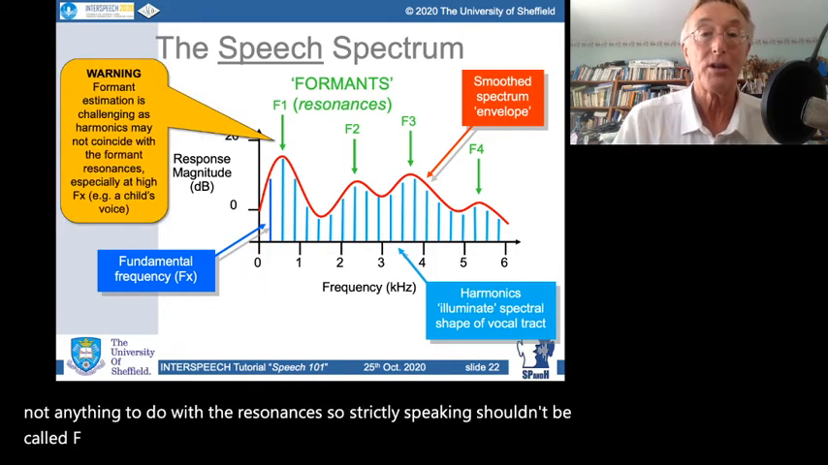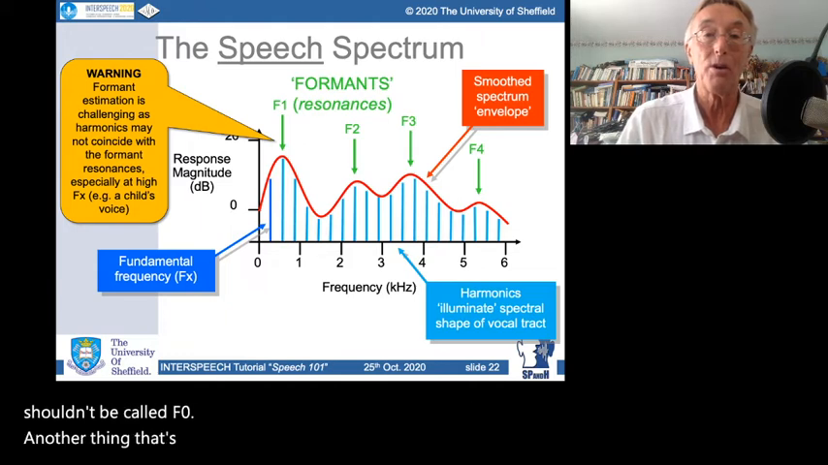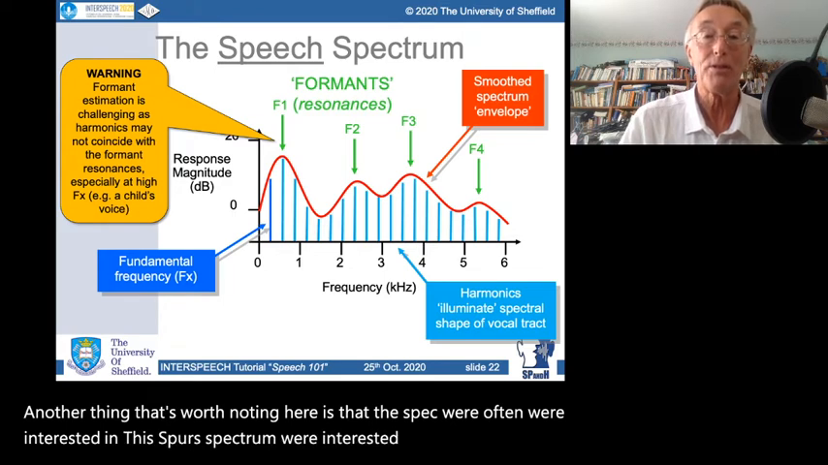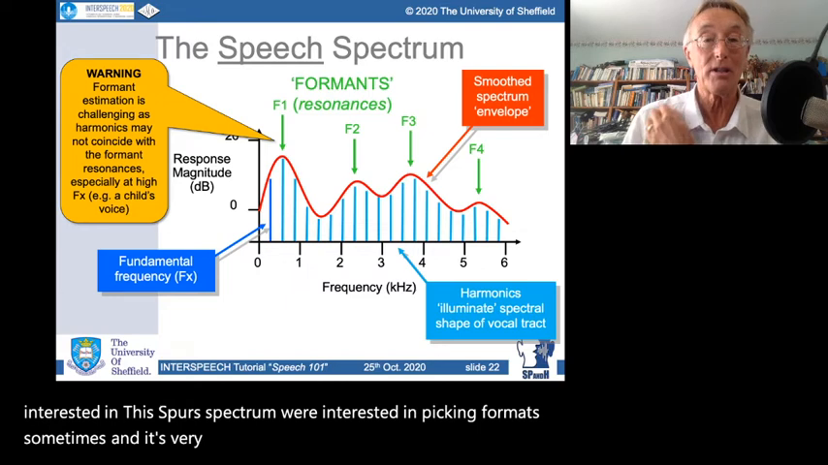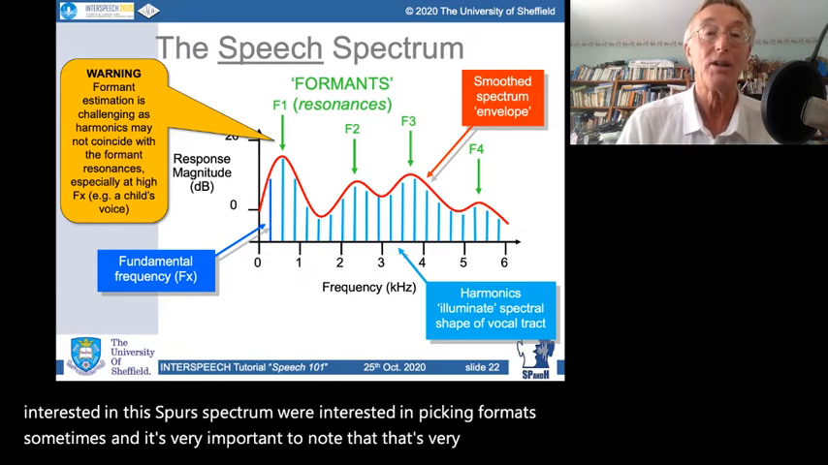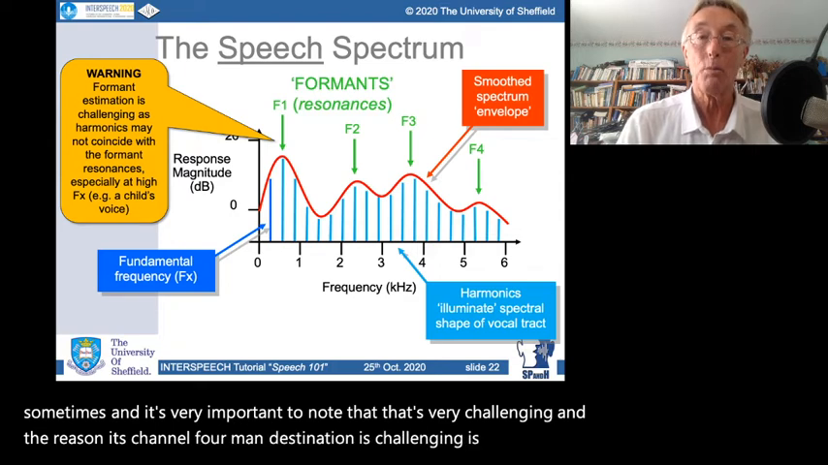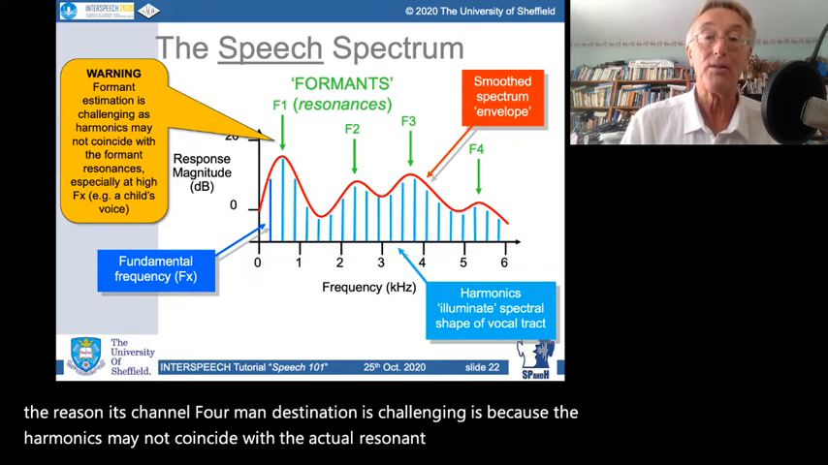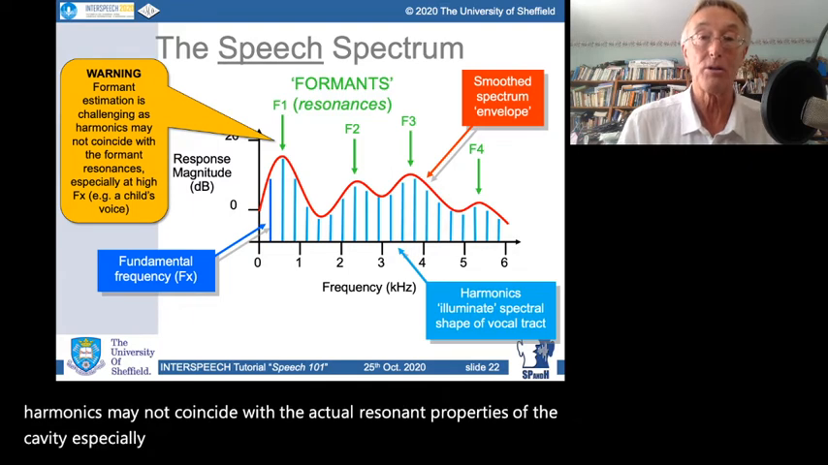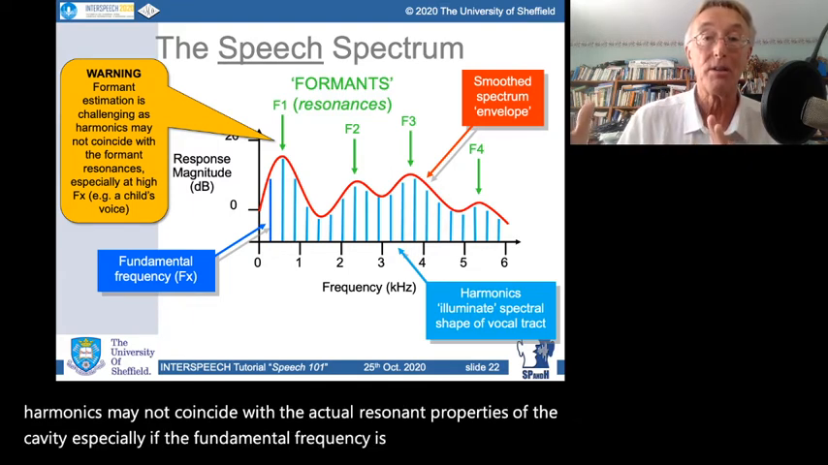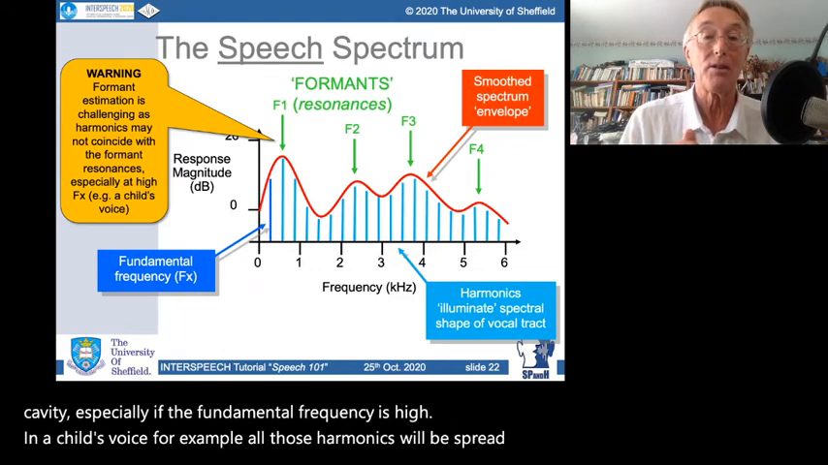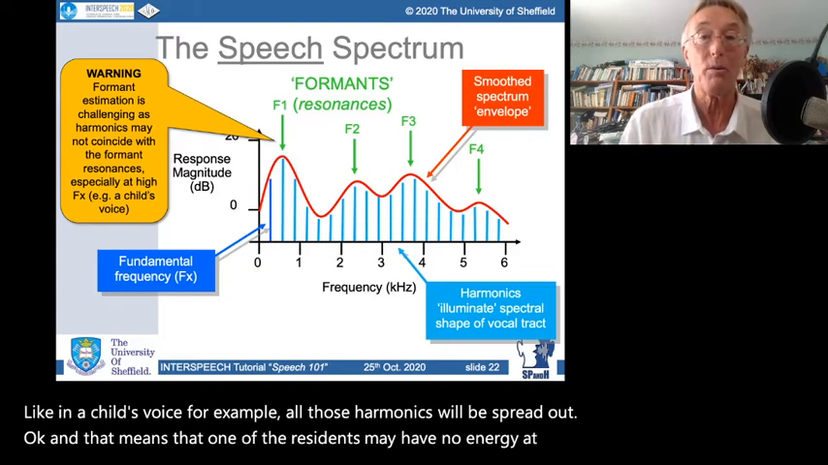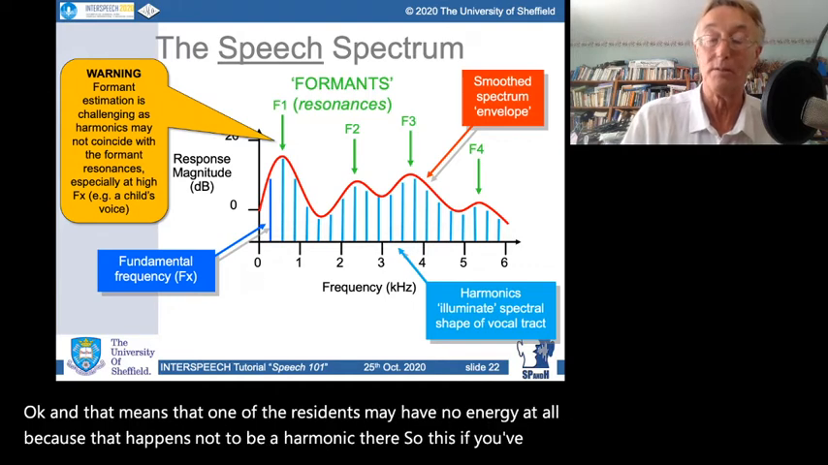Another thing that's worth noting here is that we're interested in the smooth spectrum, and we're interested in picking formants sometimes. It's very important to note that that's very challenging. The reason formant estimation is challenging is because the harmonics may not coincide with the actual resonant properties of the cavity, especially if the fundamental frequency is high, like in a child's voice, for example. All those harmonics will be spread out, okay? And that means that one of the resonances may have no energy at all because there happens not to be a harmonic there. So if you've always wondered why formant tracking is so hard, that's one of the reasons.